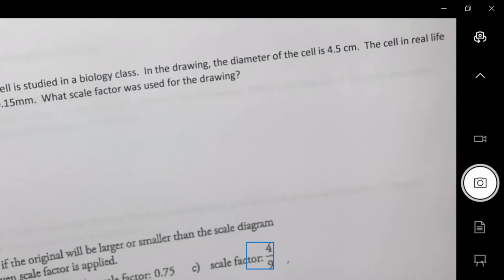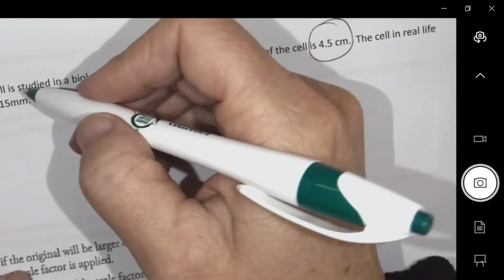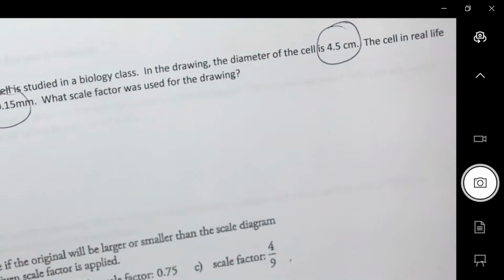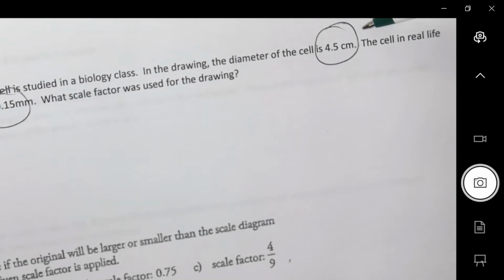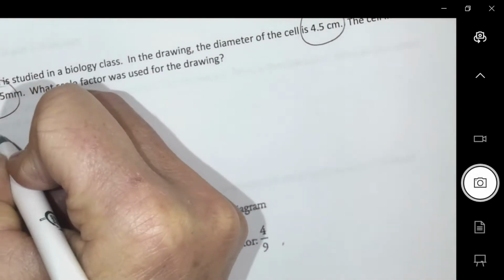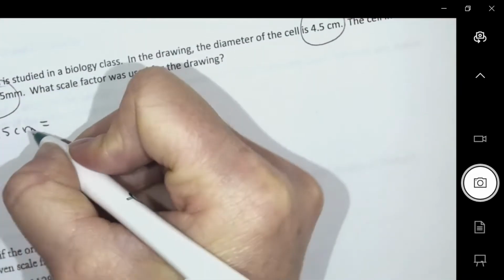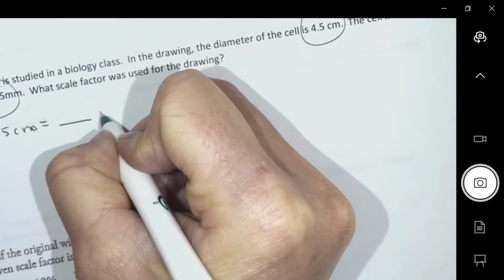Okay, first of all, I have a problem. What is the problem when I look at those numbers? Without any words or anything, what's the problem with these two things? Not the same unit. Okay, I feel like everything we're going to do should go to millimeters. Okay, 4.5 centimeters, we're going to change it to millimeters.